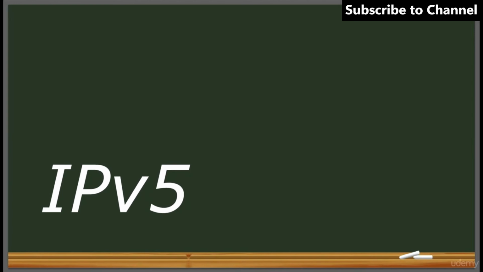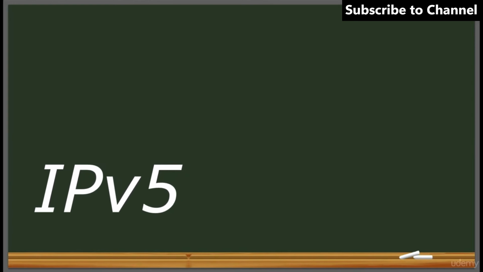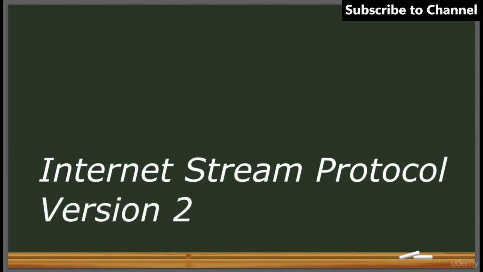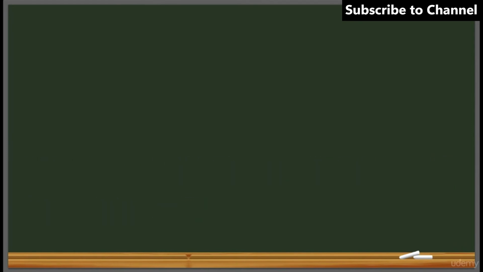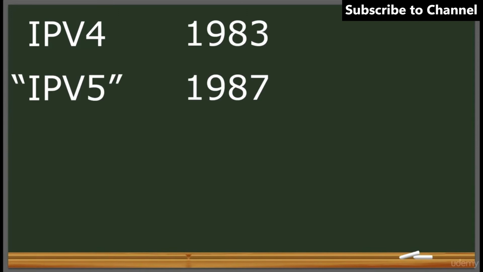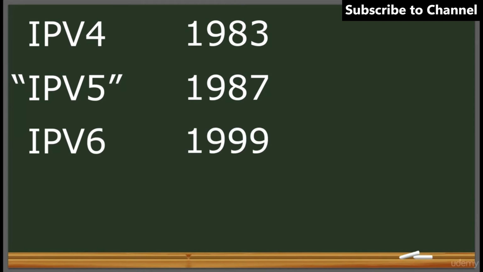One more fun fact is that IPv5 exists also, but it never really made its way to the public use. If you want to know more about this, you can do a little research. It's mainly known as Internet Stream Protocol version 2. So we have IPv4, which was developed in 1983. We have IPv5, which was developed in 1987, and we have IPv6, which was developed in 1999.